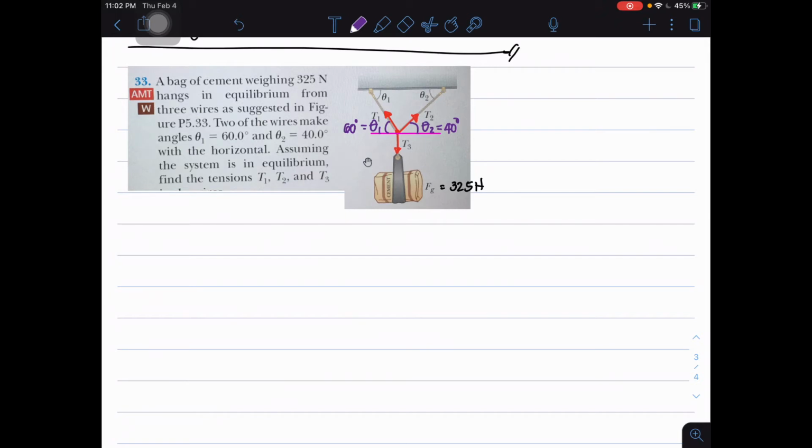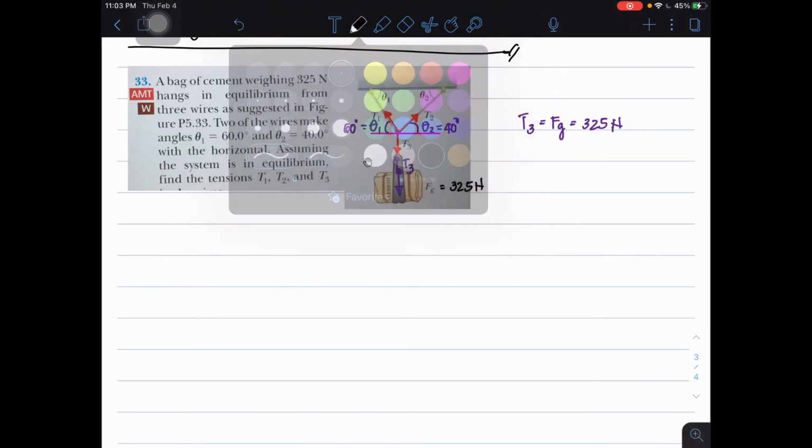And let's start. From this point, we only have two forces acting on the cement, which are the weight and the tension. Therefore, T3 is equivalent to the weight, which is equivalent to 325 newtons. That's our first FBD. Now, looking at the second FBD, this one.